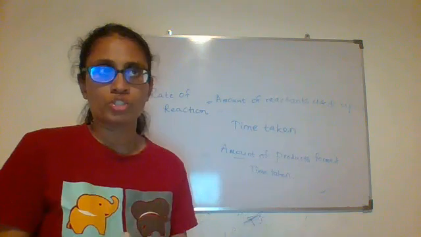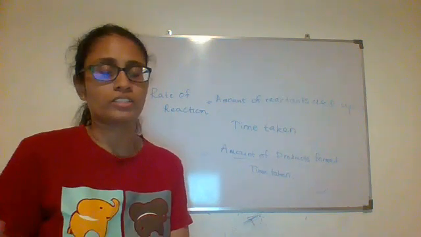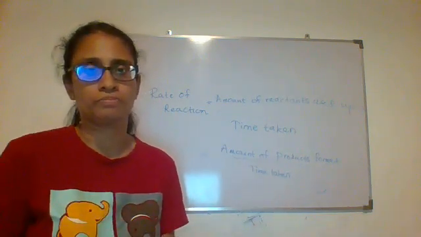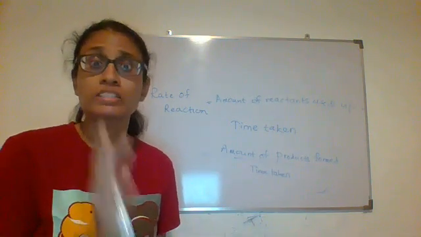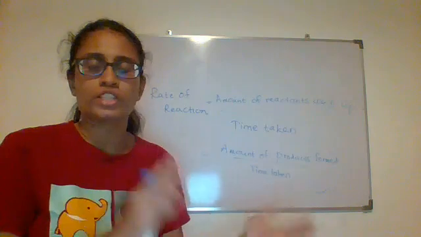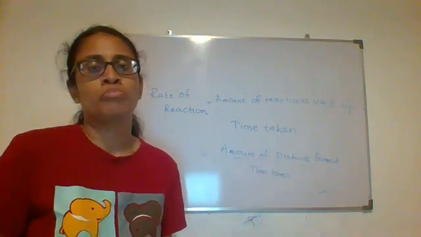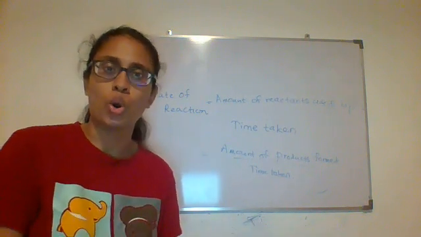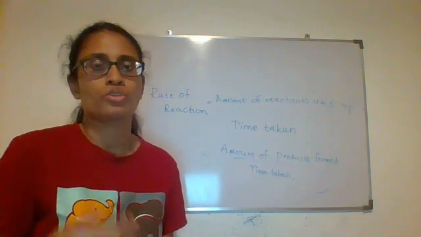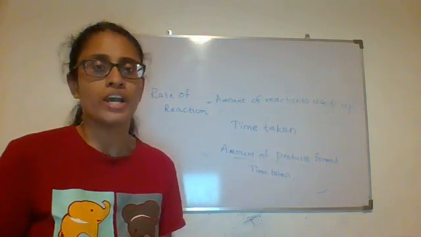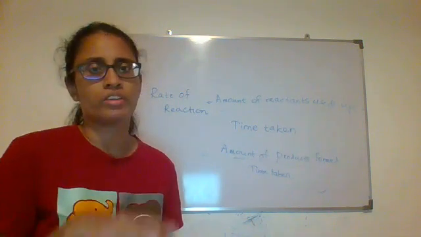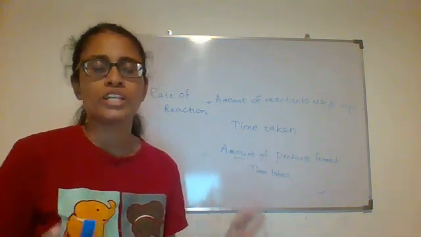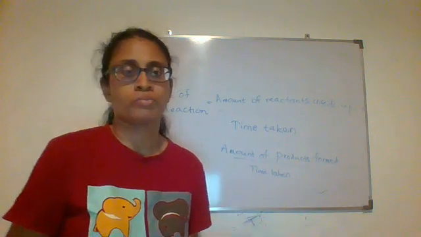So actually, the factors that affect the rate of the reaction affect these collisions. That's why the rate becomes high or low. If the collisions are high, the rate will be high, and if the collisions are low, the rate will be very low. So let's look at what these factors are. One.